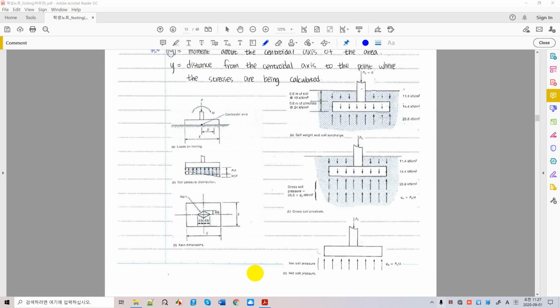When you have that, you will end up with these loadings on the foundation. First of all, this is your soil bearing capacities. Soil bearing capacities means how much pressure your soil can resist against the loading which is applied on the foundations. And your externally applied load has two types.